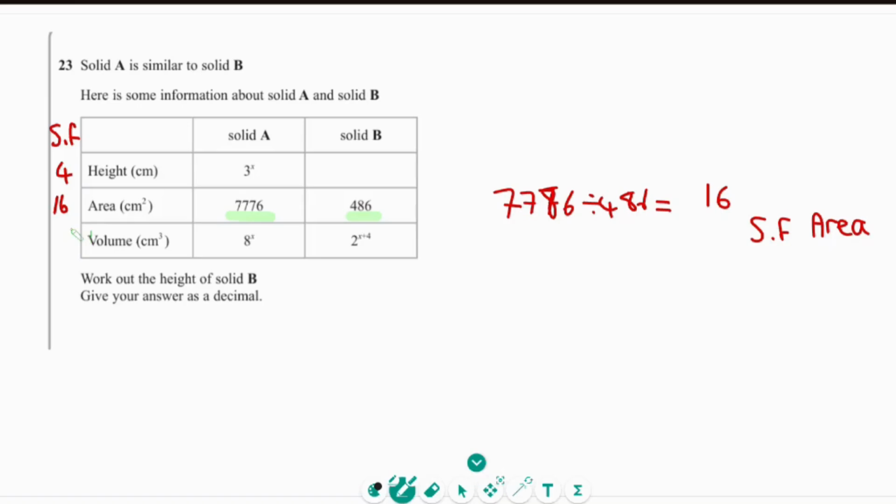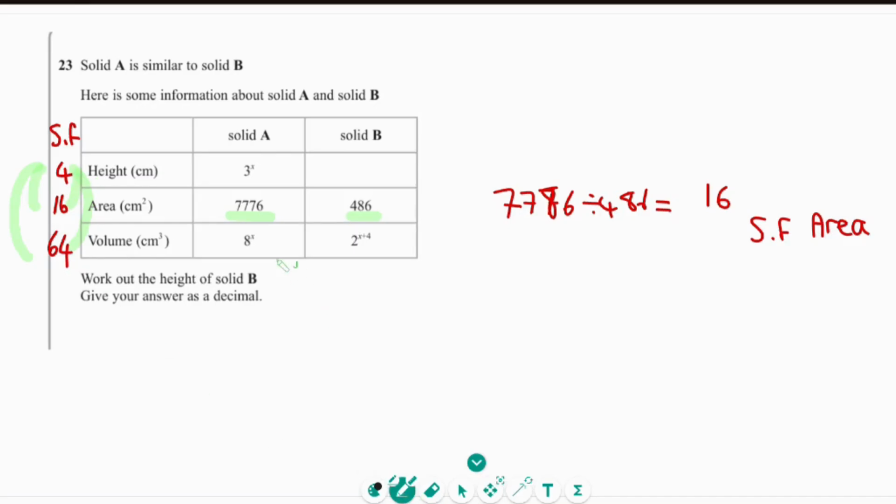And we cube it, this linear scale factor, the scale factor for length, to get the scale factor for volume. So just as a recap, scale factor for length, square to get the scale factor for area, cube to get the scale factor for volume. You would cube root to get from volume to length for the scale factor, and square root to get from the area to length for scale factor.